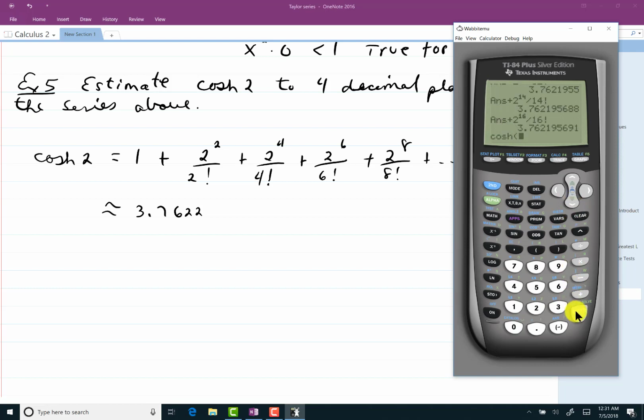Hit enter. Put a 2. If this is the only thing you're doing on this line, you don't even have to complete the parenthesis for it to tell you. And you can see that, in fact, I have agreed to so many decimal places, 9 decimal places, when I got to that 16th term.